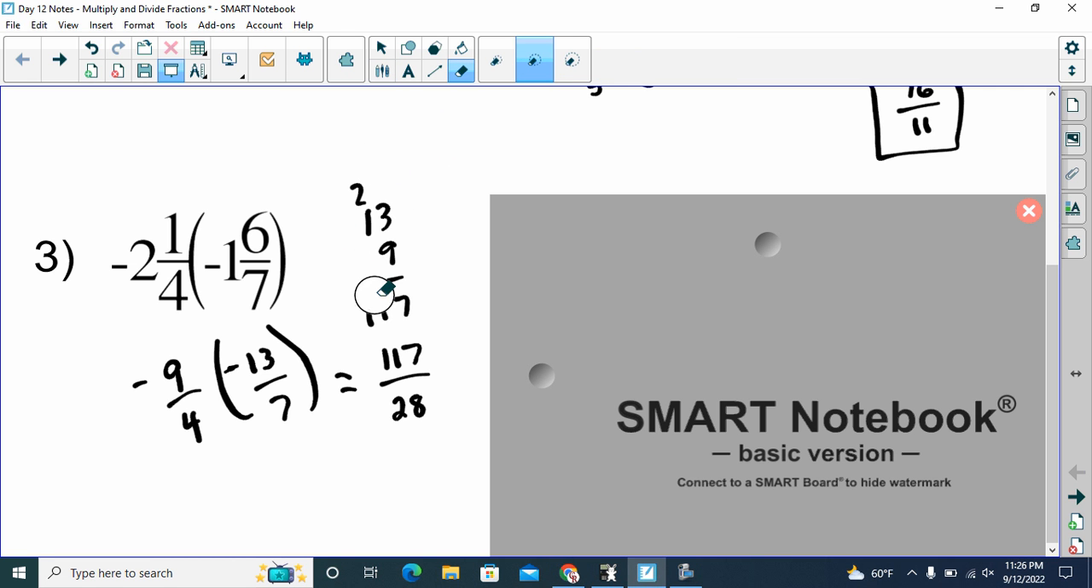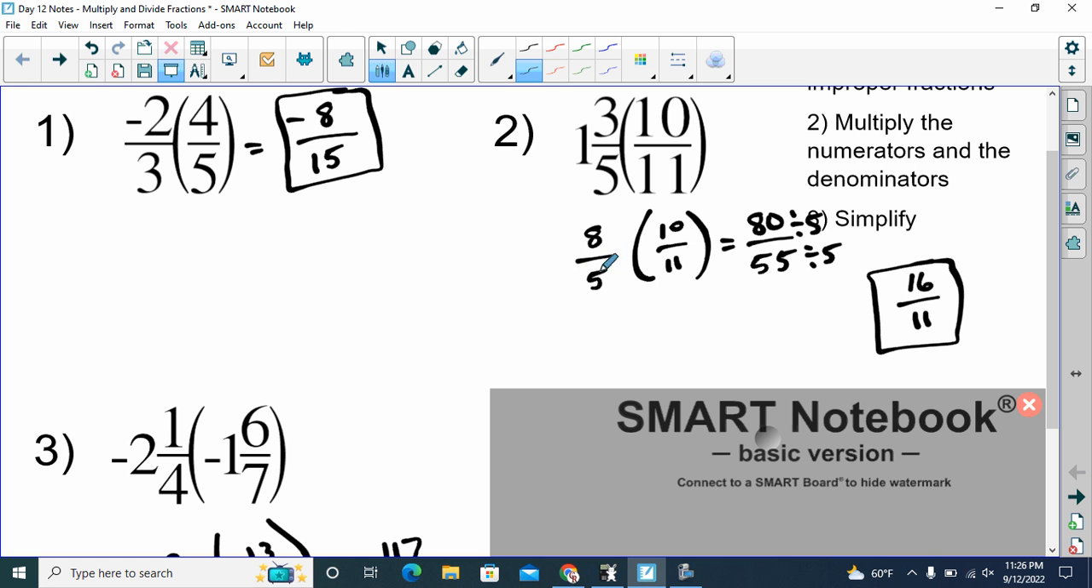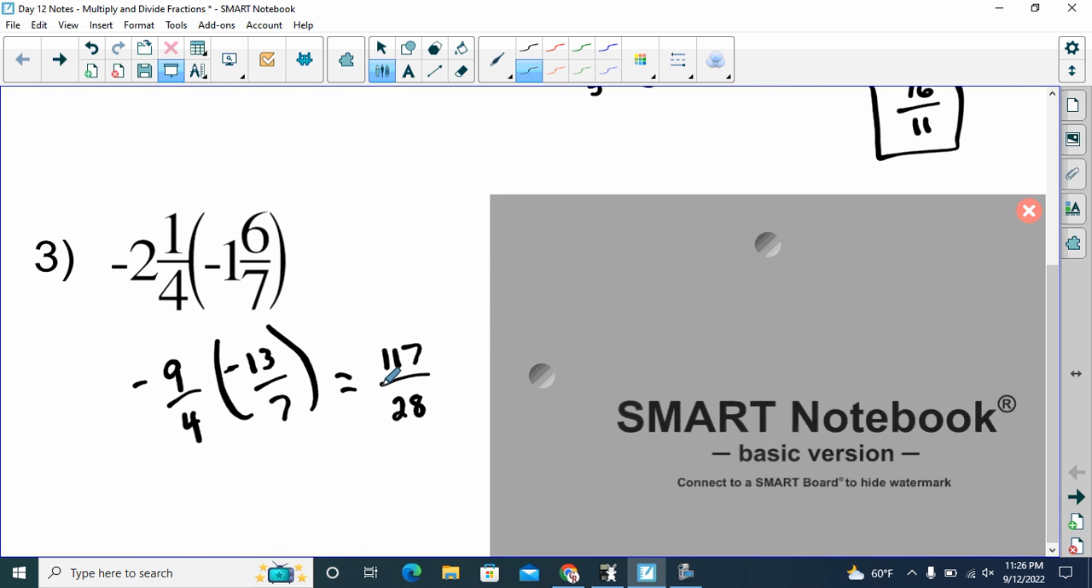Not as easy to tell if I can reduce this or not. There's a couple different ways you could do it. Looking at 9 and 13, 4 and 7, there's nothing that can be reduced between any of these. So I know there's nothing that can be reduced here. Whereas on the previous one, notice 10 divided by 5, that could be reduced by dividing them both by 5. So if you look at the individual factors, that might help.